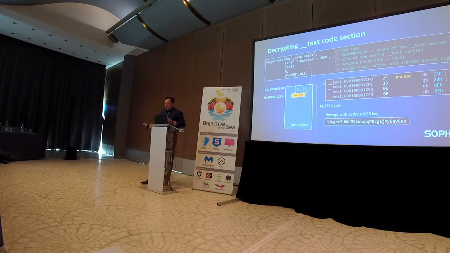The question is, what is that ANCO? If you look at the memory of that ANCO, you can see that it consists of encrypted bytes. So once the code section gets decrypted, what does this ANCO become?